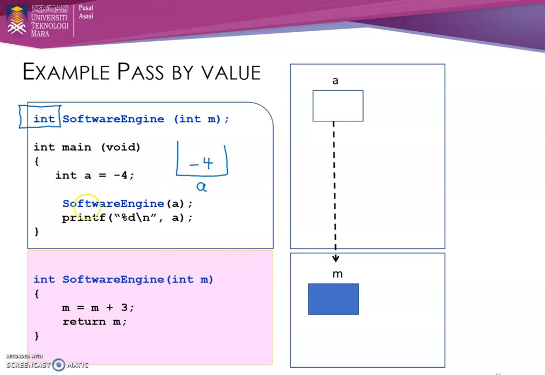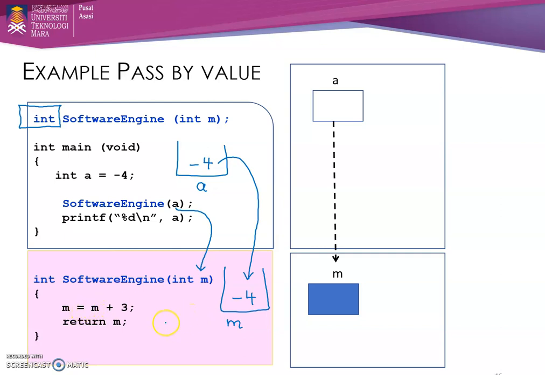So go to the next line. This is a function call. Whenever the function call has been invoked, you have to go to the function definition. In this case, the content of a has been passed to m. The function header is going to receive the value of a, so m is going to receive the content of a. It becomes -4. When you go inside your function body, there is a new process happening to the value of m.